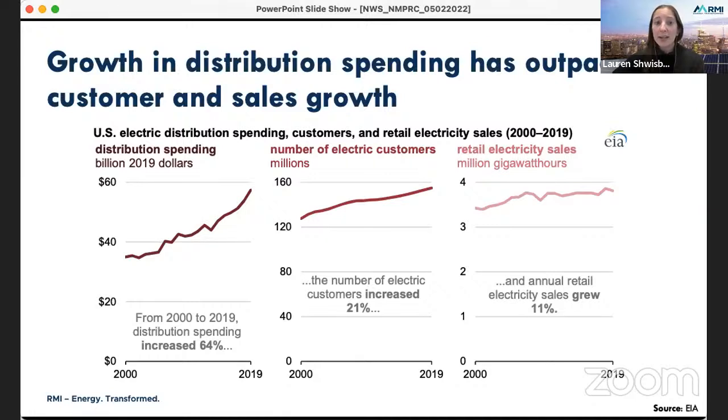So as we can see here in the chart, the first chart on the left here, distribution costs have increased by 64% for a corresponding growth of 21% in customers and only 11% in sales. So we're really seeing the costs rising faster than the number of sales and customers that the system is expected to serve.